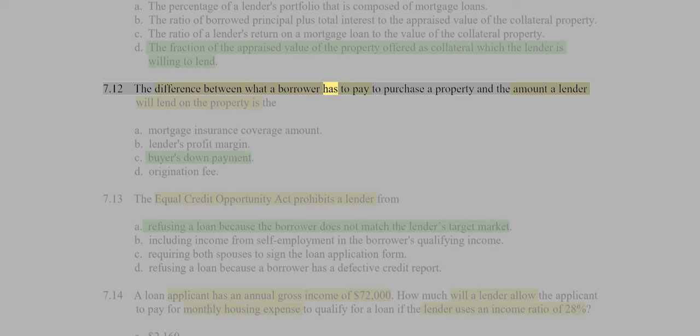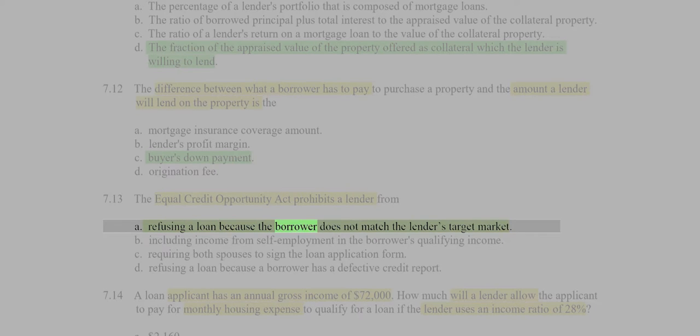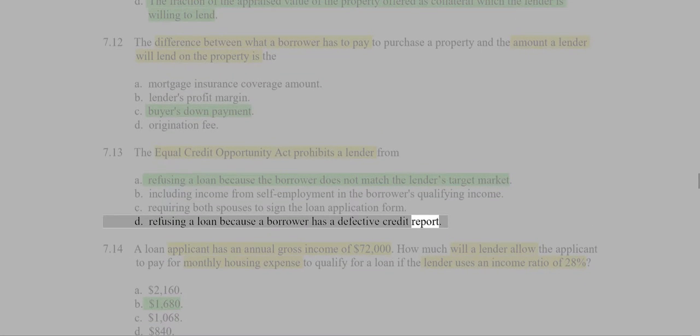7.12. The difference between what a borrower has to pay to purchase a property and the amount a lender will lend on the property is the A. Mortgage insurance coverage amount. B. Lender's profit margin. C. Buyer's down payment. D. Origination fee. 7.13. The Equal Credit Opportunity Act prohibits a lender from A. Refusing a loan because the borrower does not match the lender's target market. B. Including income from self-employment in the borrower's qualifying income. C. Requiring both spouses to sign the loan application form. D. Refusing a loan because a borrower has a defective credit report.